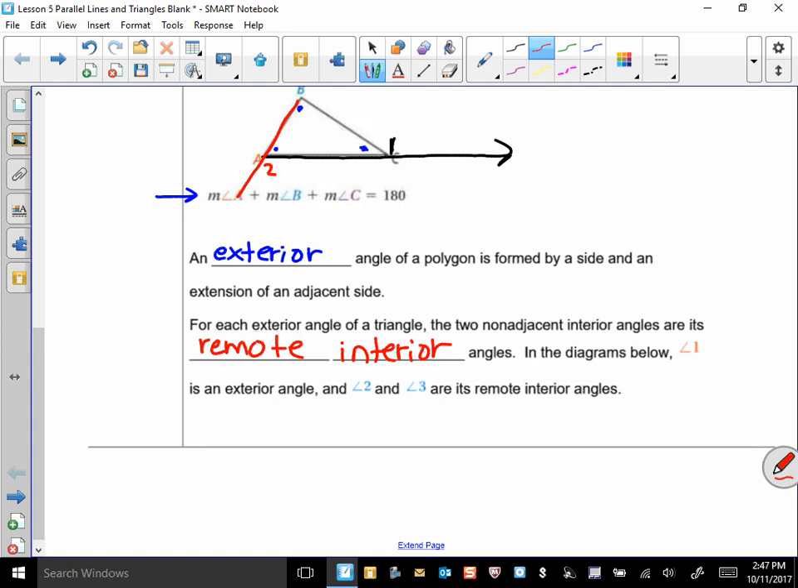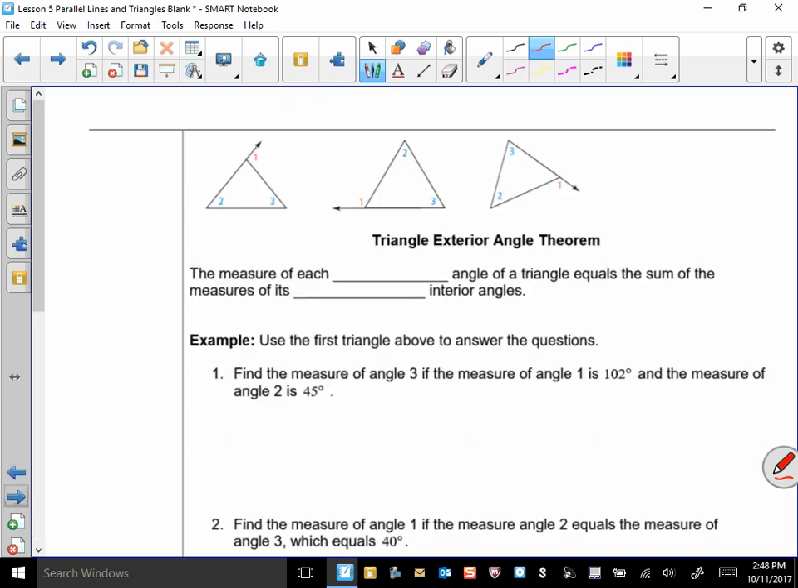In the diagrams below, well, the diagrams below, it turned out, are on the other page. So we're going to have to remember this statement as we go to look at the other page. In the diagrams below, angle 1 is an exterior angle, and angles 2 and 3 are its remote interior angles. So I'll repeat that when we get over here. Let's look at that. So angle 1 is the exterior angle. Angles 2 and 3 are the remote interior angles in all 3 of these pictures.